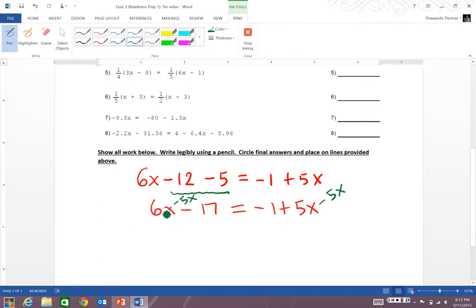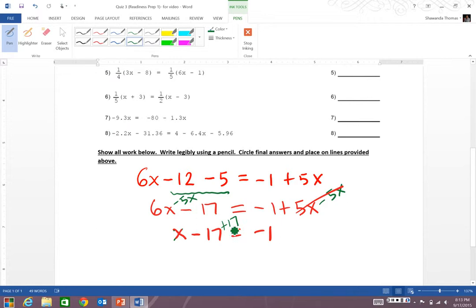6x minus 5x is just x, or it's understood as 1x, of course. Then we have minus 17 equals negative 1. Since we subtracted 5x from the right side, that cancels out. Now we're trying to get x by itself. So we add 17 because that was a negative 17.